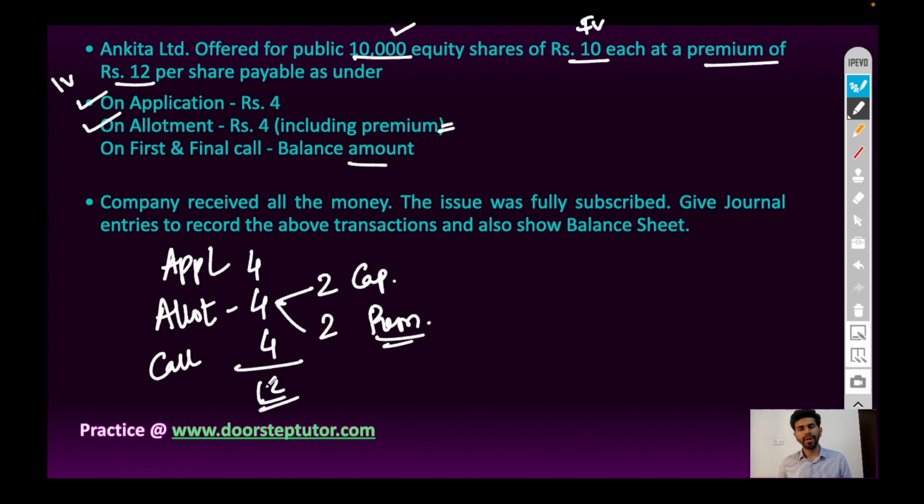The company issues shares at 12 rupees. The company received all the money. The issue was fully subscribed. Give journal entries to record the above transaction and also show the balance sheet.